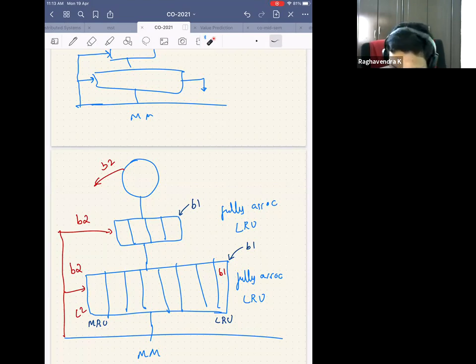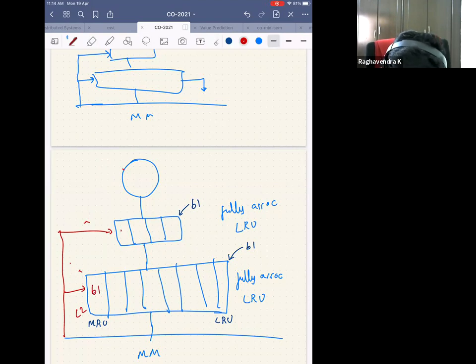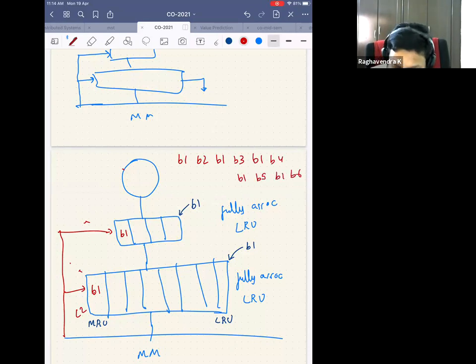So what might happen is this. You just have to visualize this, right? Let's say when the system started, there was no B2. You brought block B1, so you kept it here and here, and the CPU is generating accesses like this: B1, B2, B1, B3, B1, B4, B1, B5, B1, B6. Now, when the CPU is generating B1, you don't go to the next level, right?